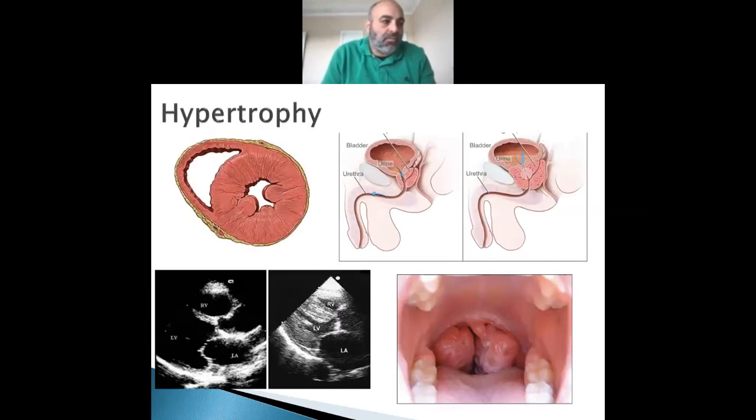Hypertrophy. So this is enlargement of the cells. So BPH is actually benign prostatic hyperplasia. It was named hyperplasia, but it's actually hypertrophy. So it occludes the urinary pathway, and so they have issues emptying.